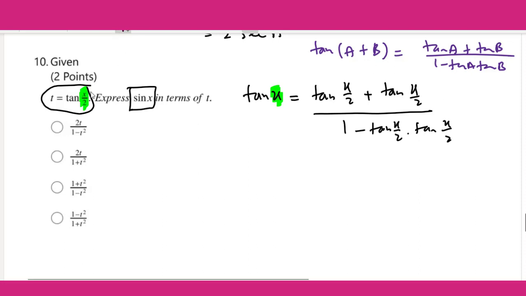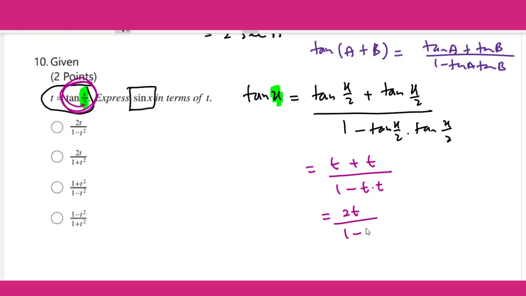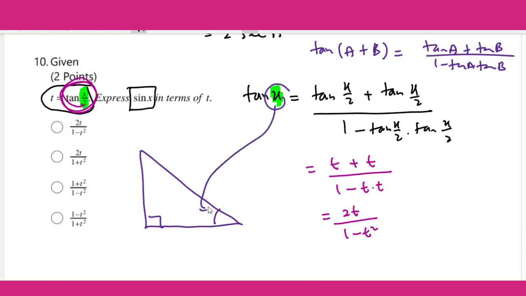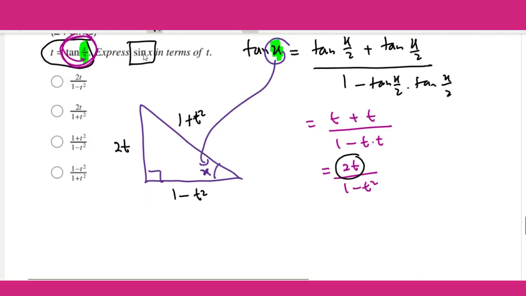Tangent x over 2 is equal to t. So t plus t over 1 minus t times t, which is 2t over 1 minus t squared. Using the triangle, the value for angle x is 2t over 1 minus t squared. Using the Pythagoras theorem, the hypotenuse is equal to 1 plus t squared. Then sine x is equal to the opposite, 2t, over the hypotenuse. So the answer is 2t over 1 plus t squared. So, done.